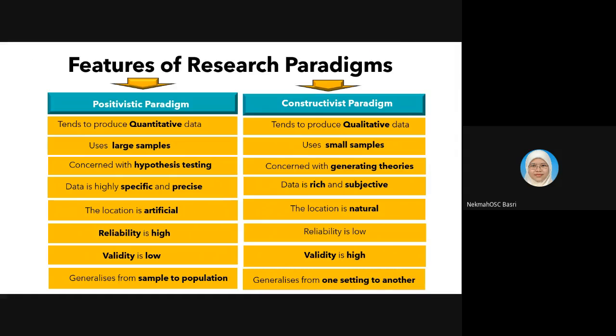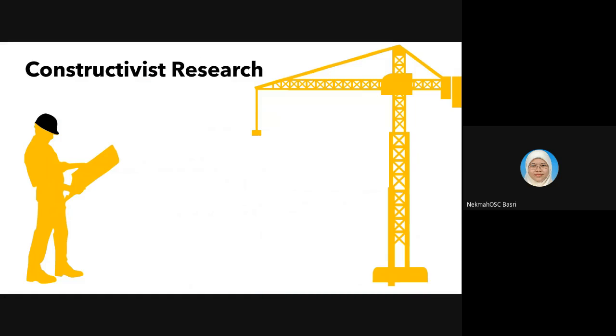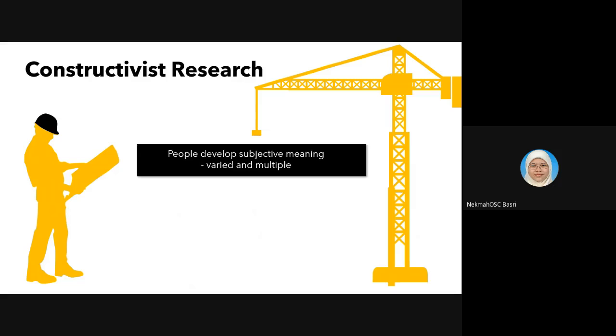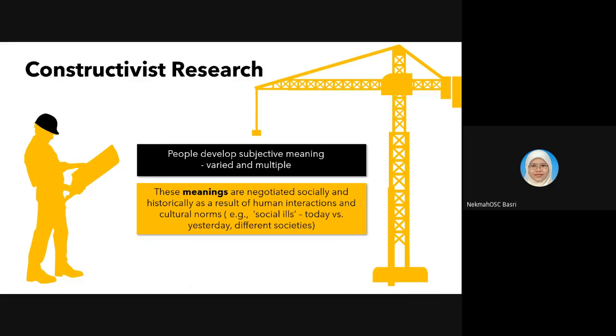for the qualitative. And then the constructivist: constructivist research is about how people develop subjective meaning. It is very varied and multiple. And also these meanings are negotiated socially and historically, as a result of human interaction and cultural norms.